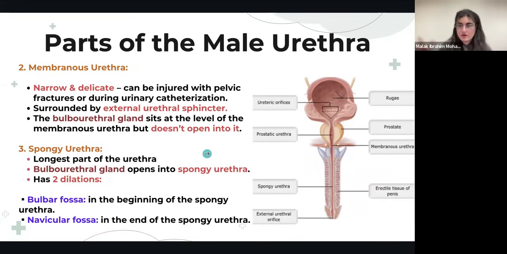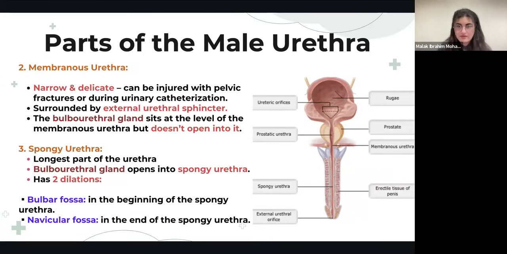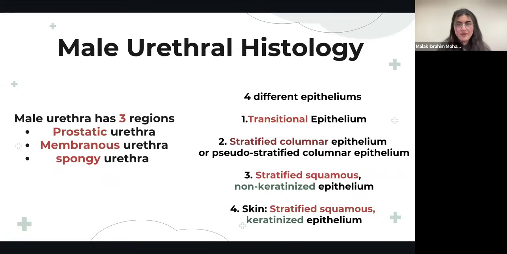The spongy urethra is the longest part of the urethra, and it has two dilations. It has the bulbar fossa, which is at the beginning of the spongy urethra, and then you have the navicular fossa, which is more towards the end of the spongy urethra. Now, Hanin will cover the histology part of the male urethra.